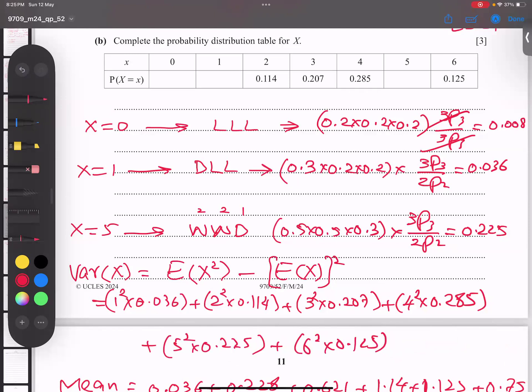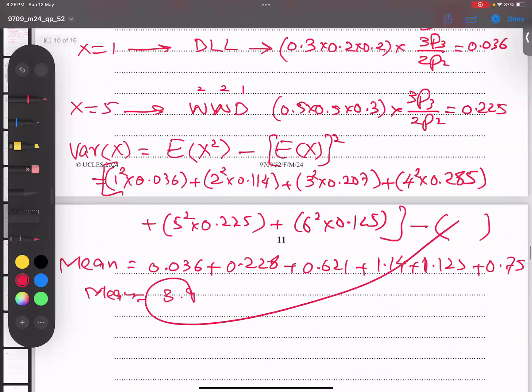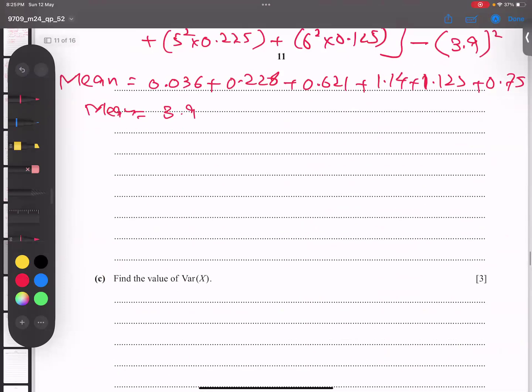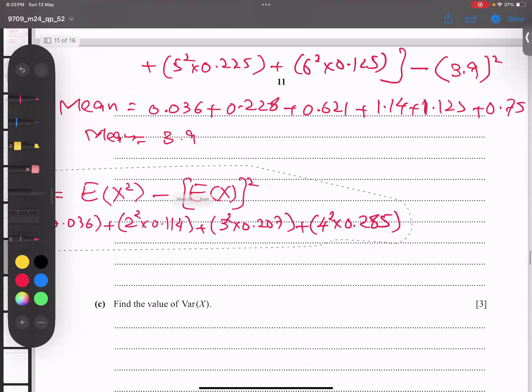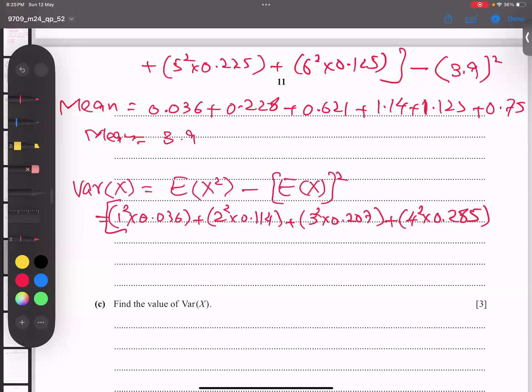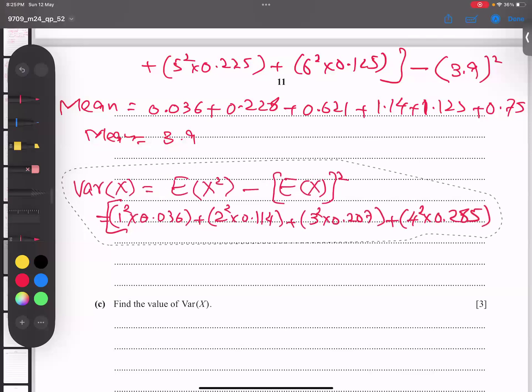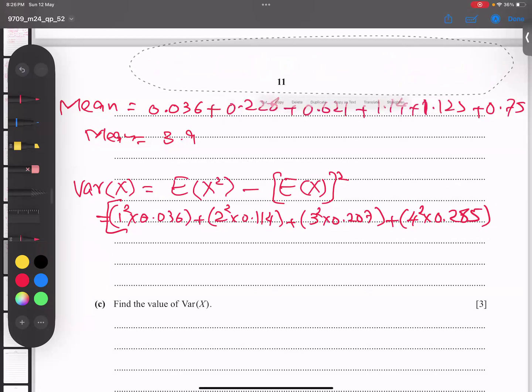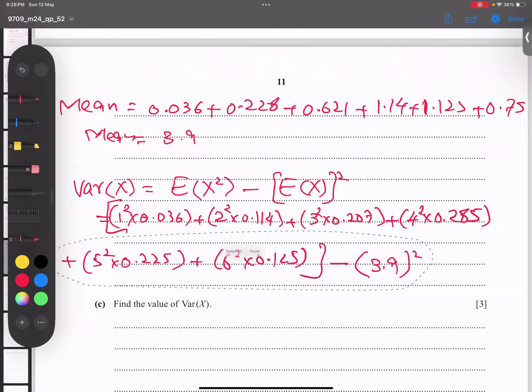This is the answer of E of x square only. What about the other one? So it means bracket to start, bracket close, and minus mean square, which I just got now, 3.9. So 3.9 to the power 2. So students, I think you understood how I have done it. So let me cut from here and paste below. This is the variance going to find, and this I'm going to cut and paste below.